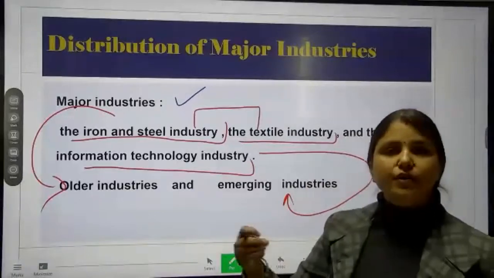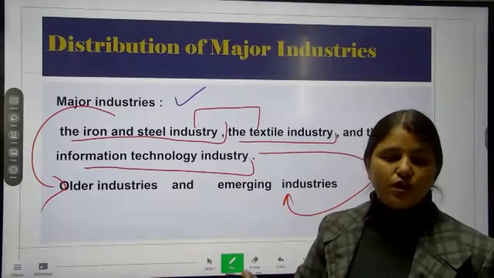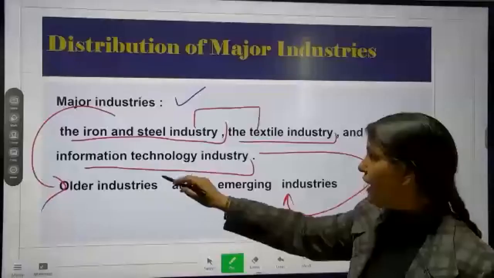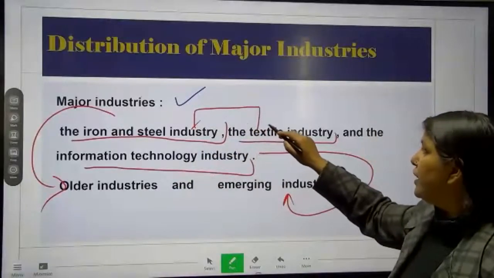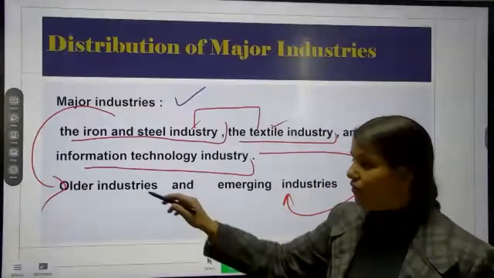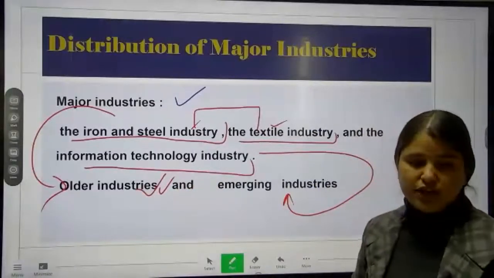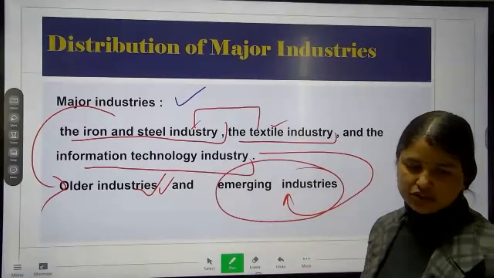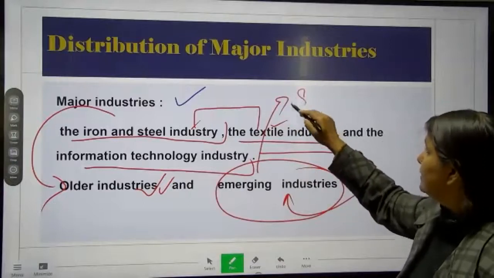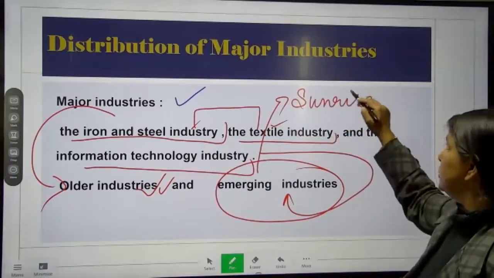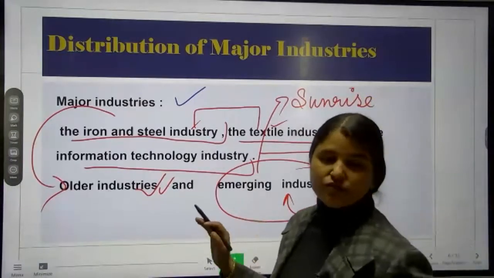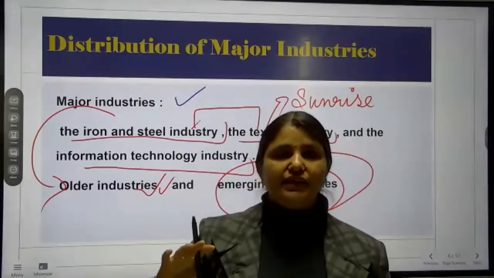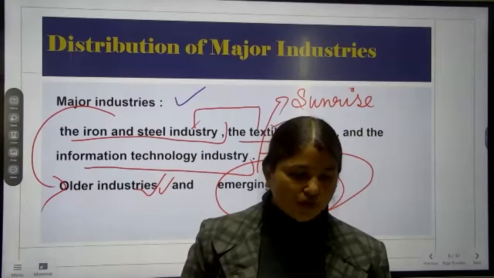I hope whatever I already explained in the class is clear to you all, and what I explain now will also be clear. Keep in mind, if anyone asks you, the iron and steel industry and the textile industry are older industries, and the information and technology industry is known as the emerging industry. Another name for the emerging industry is the sunrise industry. In information and technology, they are making new kinds of software and developing new technologies.